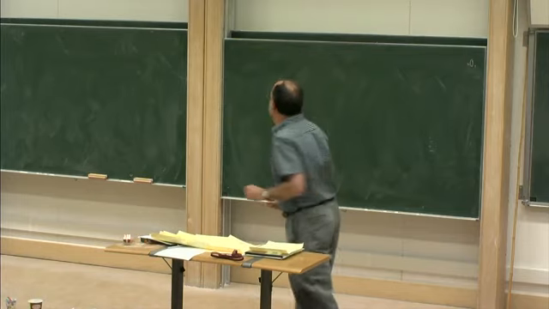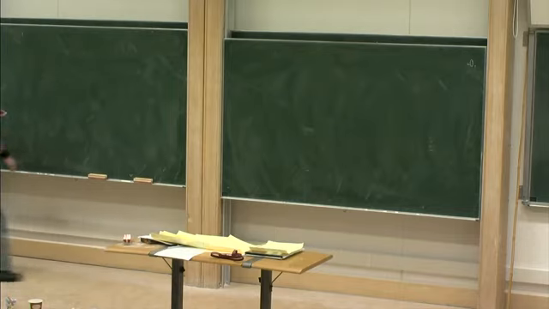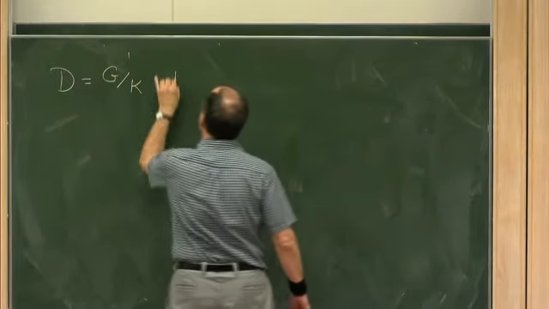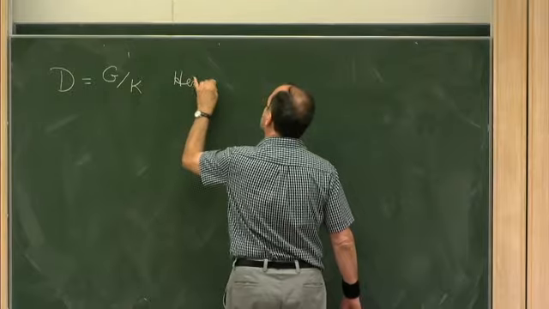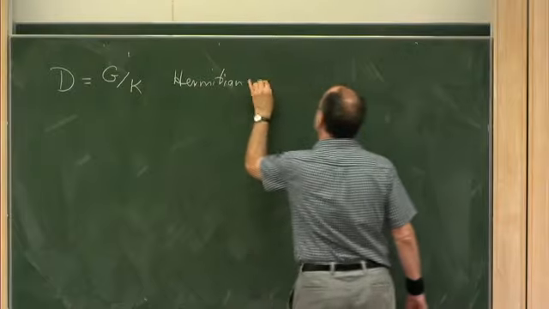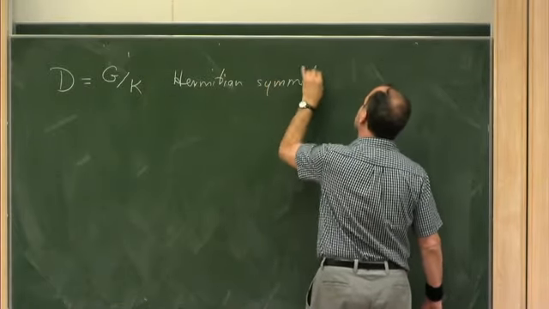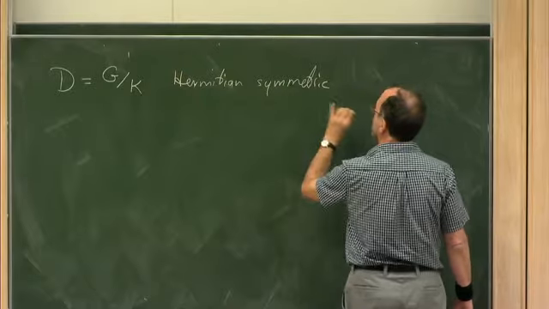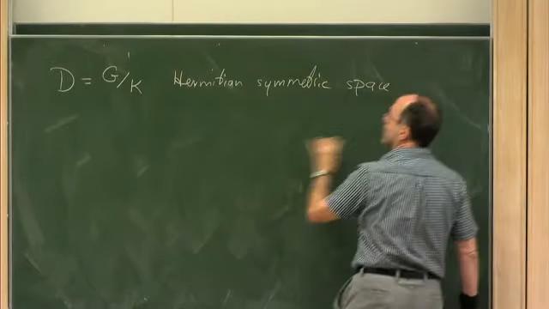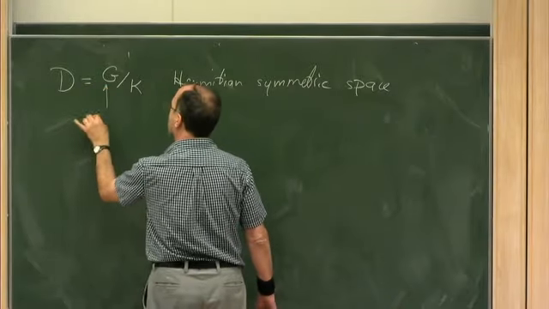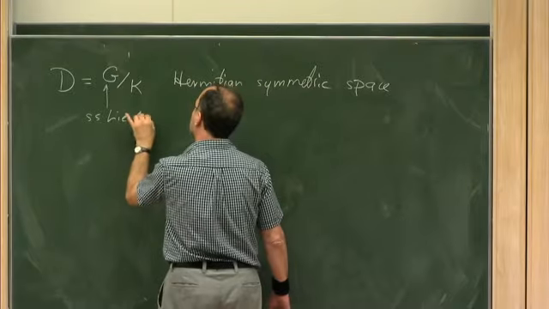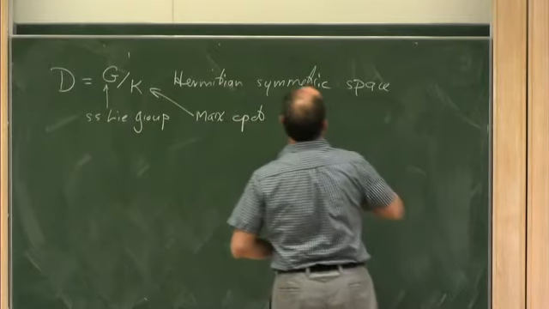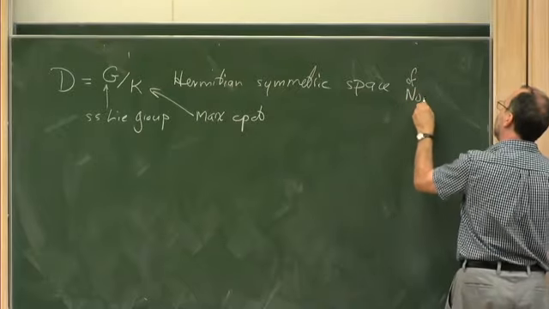So let me begin. We have to start with symmetric spaces. So let's start with D. I'm going to write it as G mod K. This is going to be a Hermitian symmetric space, but in point of fact, non-Hermitian symmetric spaces will play a very important role, but leave that in the background. So here G is a semi-simple Lie group, and K is maximal compact. So this is a Hermitian symmetric space of non-compact type.